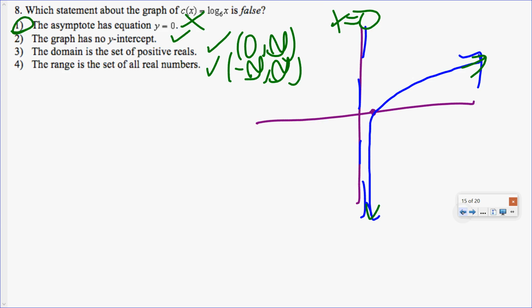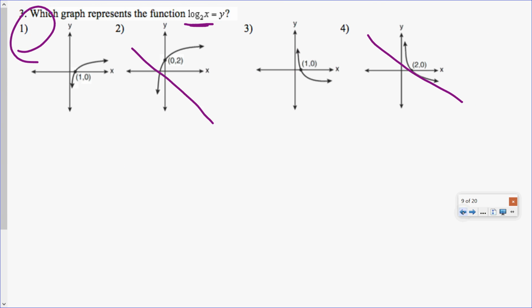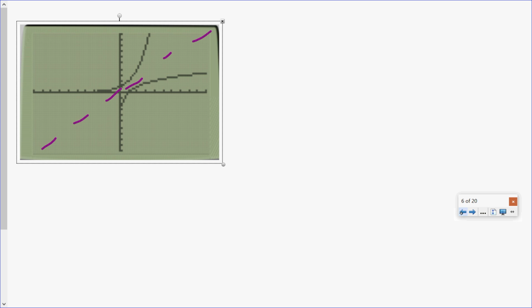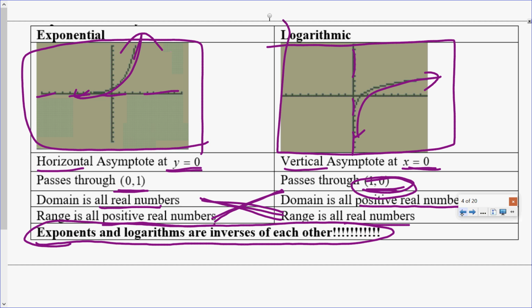So the key to this lesson is this right here. It's understanding what they look like. It's understanding the key components and that they're inverses of each other and everything is backwards. Y equals 0 asymptote, x equals 0 asymptote. 0, 1, 1, 0. The domain is the range and the range is the domain, because they're inverses of each other.